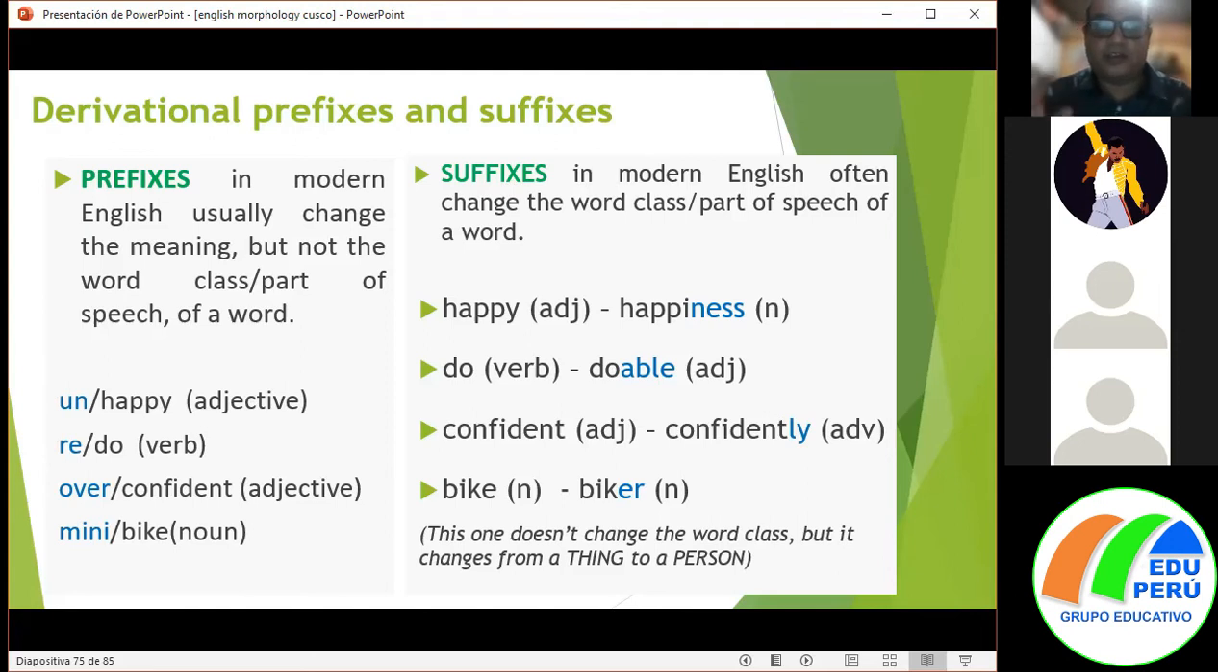The other difference is that inflectional suffixes just give grammatical information. Remember, they don't change the type of word. They just give grammatical information, inflectional morphemes. Derivational morphemes change the type of word or change the meaning of the word. All right? So notice the differences between inflectional morphemes and derivational morphemes.